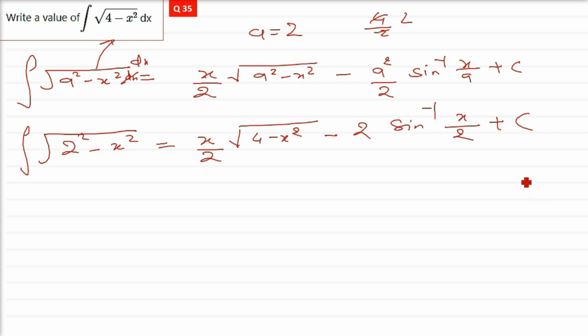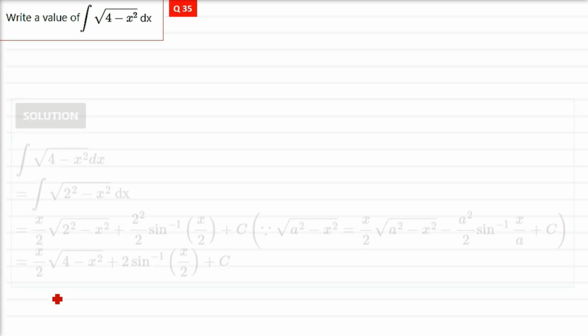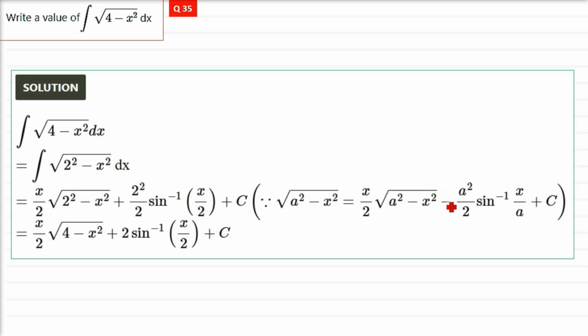Now there is a slight change. What do you think is an error here? This will be plus. So I'll just change this as plus because this is the standard result. So one mistake I committed. I'm very sorry for that. Let's make it as plus. So this is how it will be done. So this is a plus. You need to remember this formula and direct answer can come.